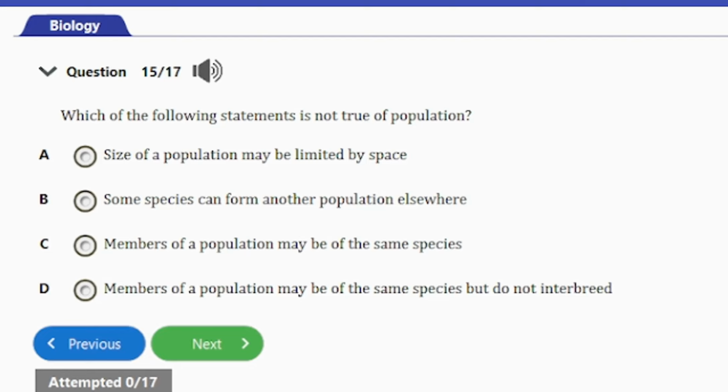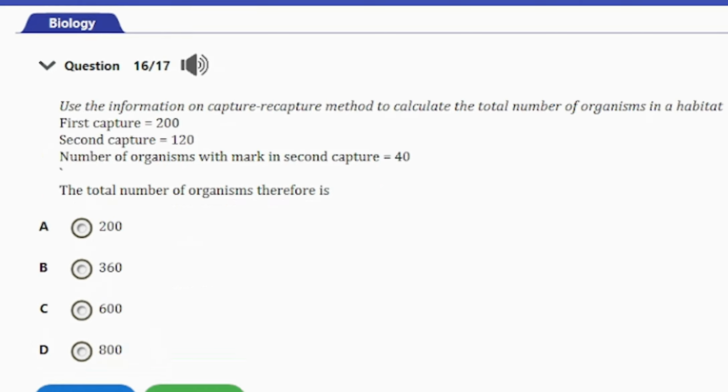So guys, the answer to this question is option D here. Actually, the members of the same species that live in the same area will interbreed, and that's a population. So guys, the correct answer to this question is option D here, and that's it for this question. So let's go ahead and consider the next question.